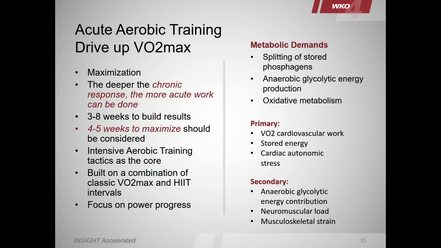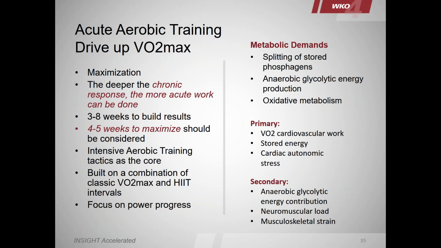Well, acute aerobic training is a maximization strategy, right? And like I said, the deeper the chronic response, like how well you've built fitness, the depth of aerobic fitness in the chronic phase, the more acute work can be done. 3 to 8 weeks to build results, 4 to 5 weeks to maximize, intensive aerobic training tactics at the core, build on a combination, focus on power progress.